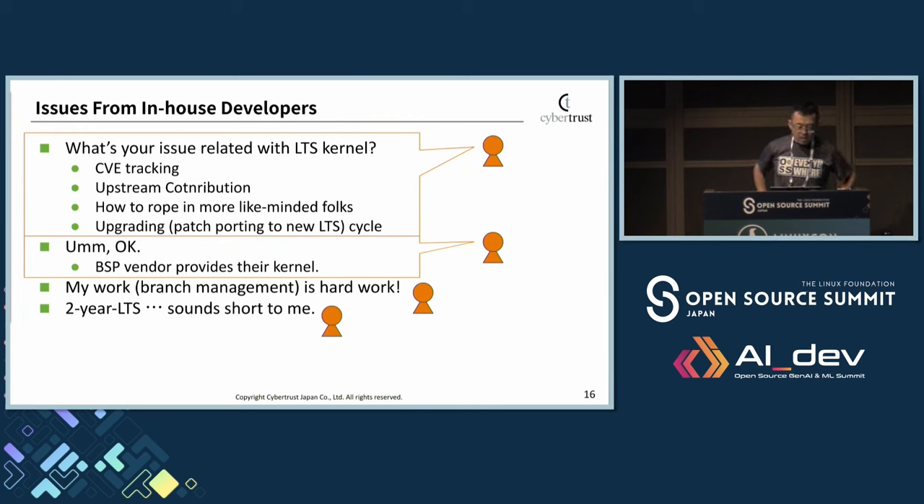Someone said, what is my issue related with the LTS kernel? One is CVE tracking, and next is upstream contribution. It's important, I think, but how do I do it in my role? Next is how to rope in more like-minded folks. He worked on it alone. And the upgrading cycle is also his issue.